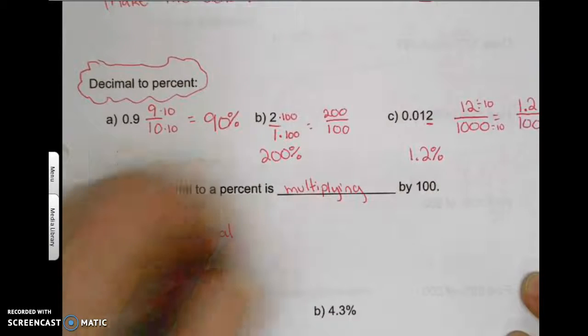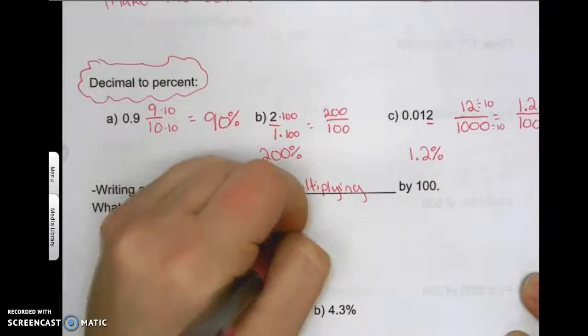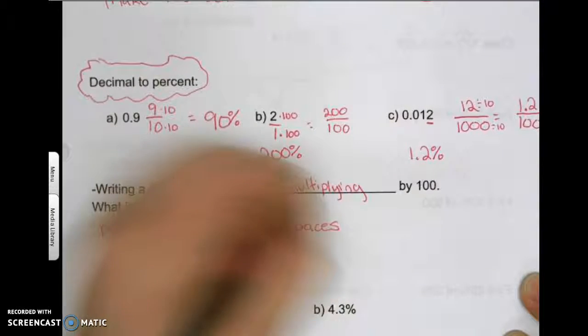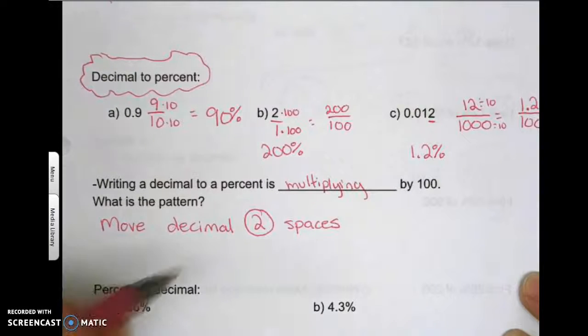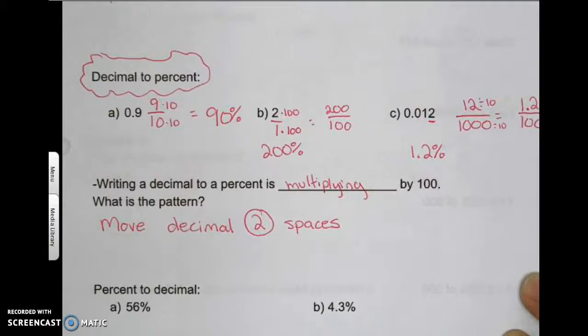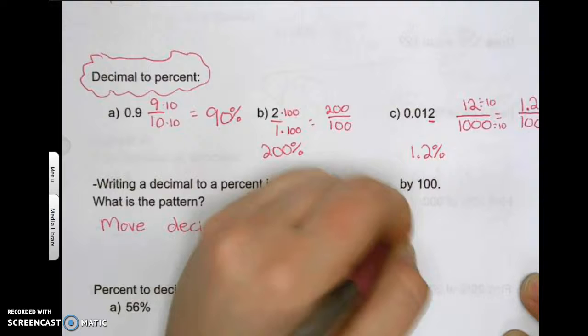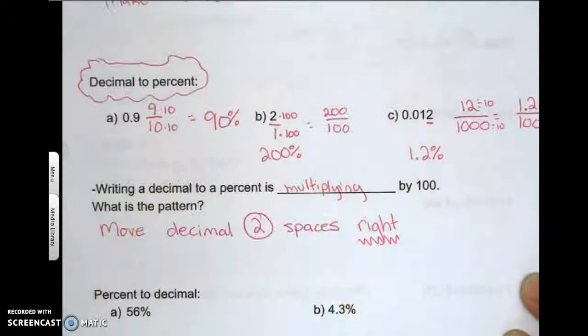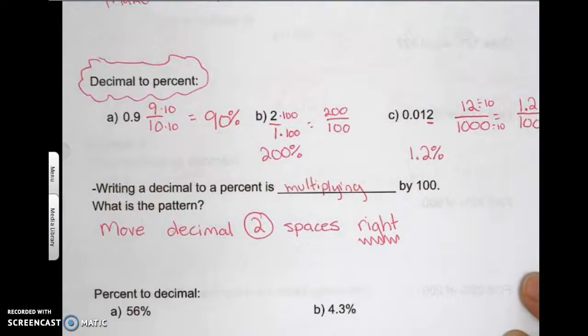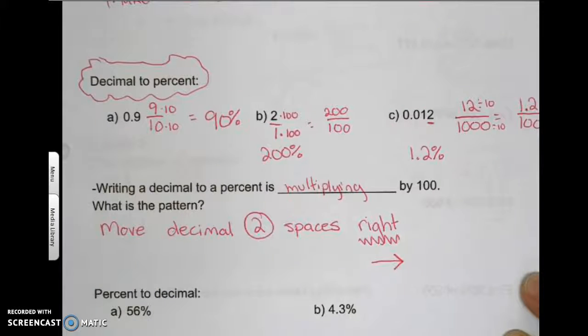So we're moving the decimal 2 spaces, and I moved this way every time, which means I'm moving it 2 spaces right. And if you're bad at remembering your lefts and rights, kind of like I am, draw an arrow. We're moving it 2 places that way.